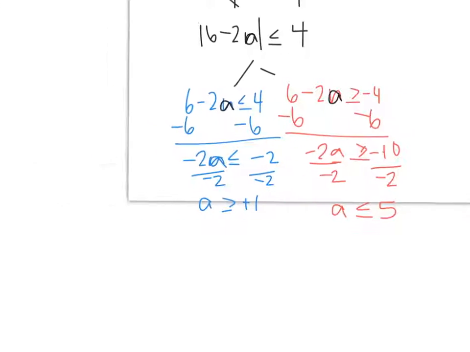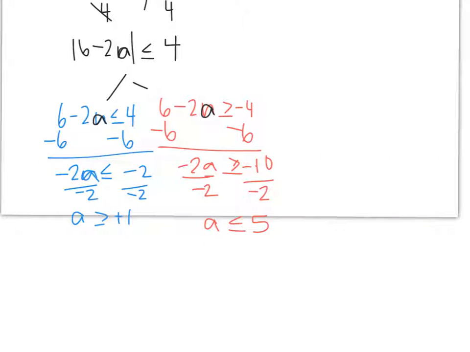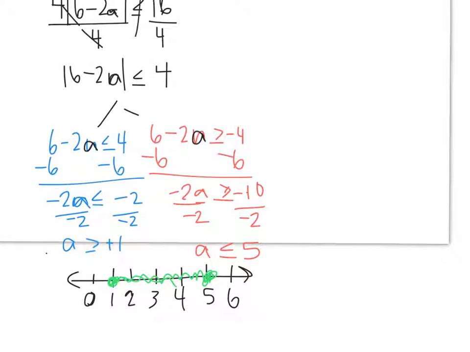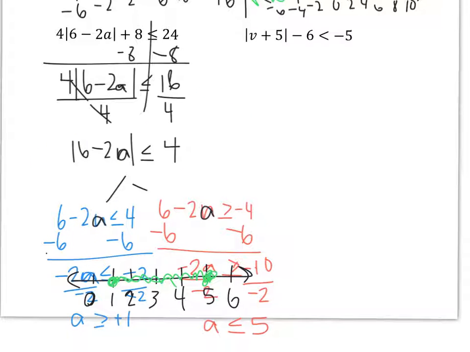And now I'll go ahead and graph. Whoops, that was not the pen. And I will go 0, 1, 2, 3, 4, 5, 6, and a closed circle at 1 and a closed circle at 5, and then this would be an overlap, so this would be an and statement. That would be the answer to this example. Now let's look at our next example.